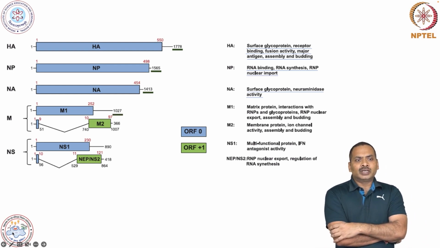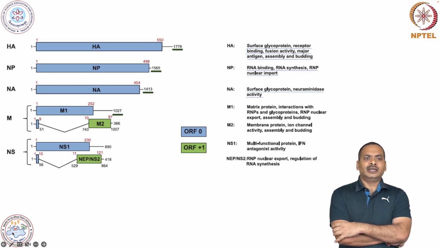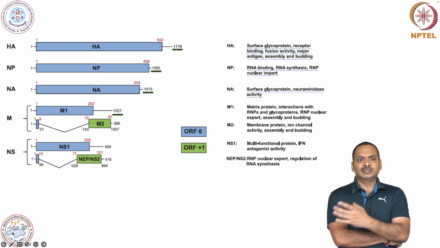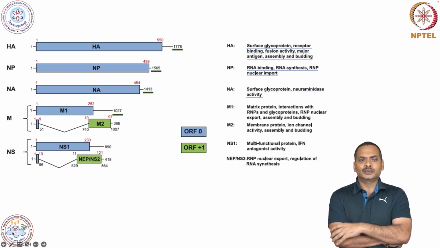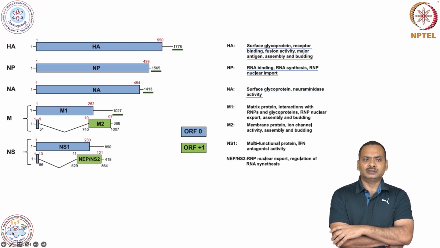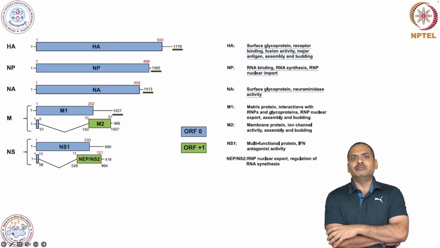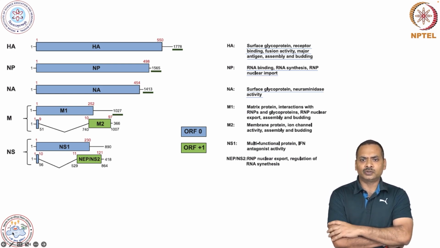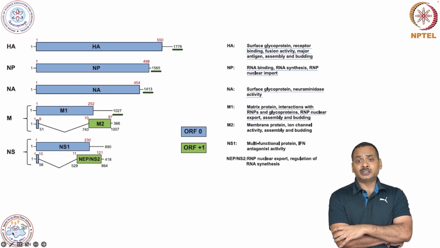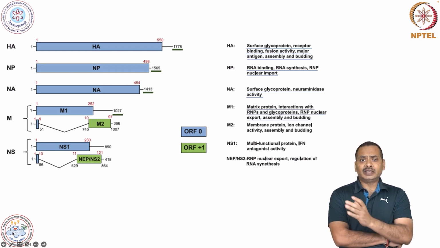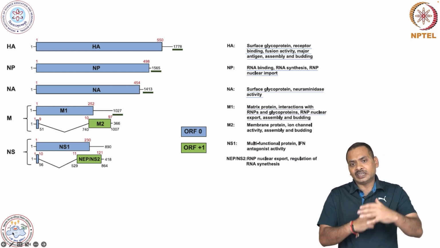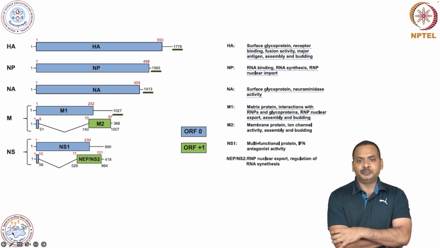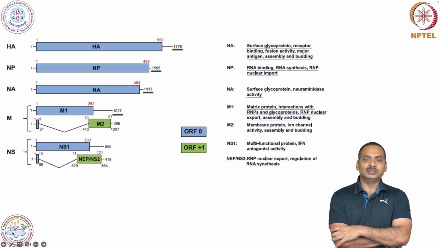Now let us move to another protein, that is M1 protein. It basically consists of 1027 bases. M1 protein is basically a matrix protein. I will show you the structure in a subsequent slide. It is a matrix protein, and it is basically interacting with the RNPs and glycoproteins.